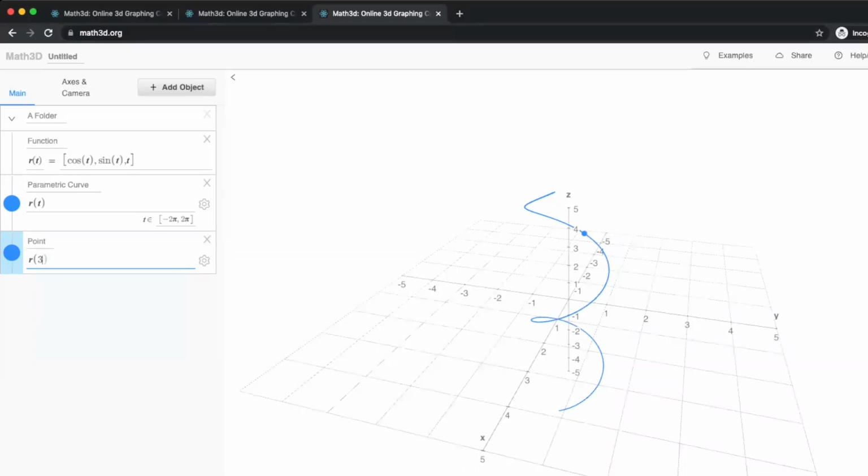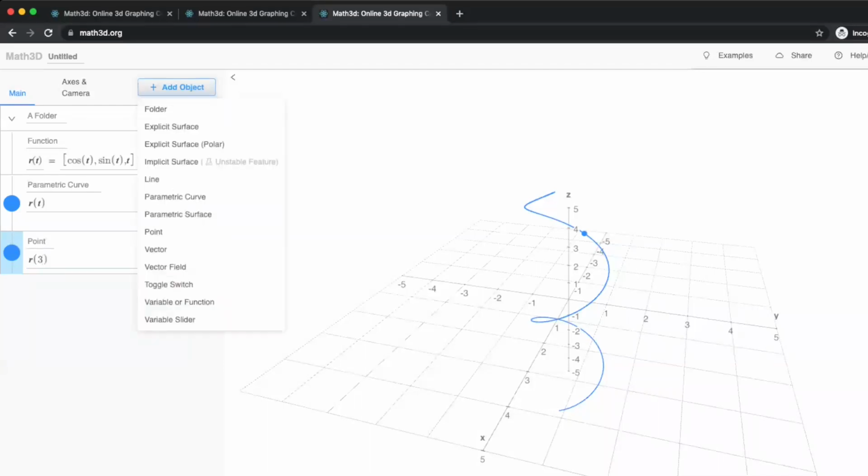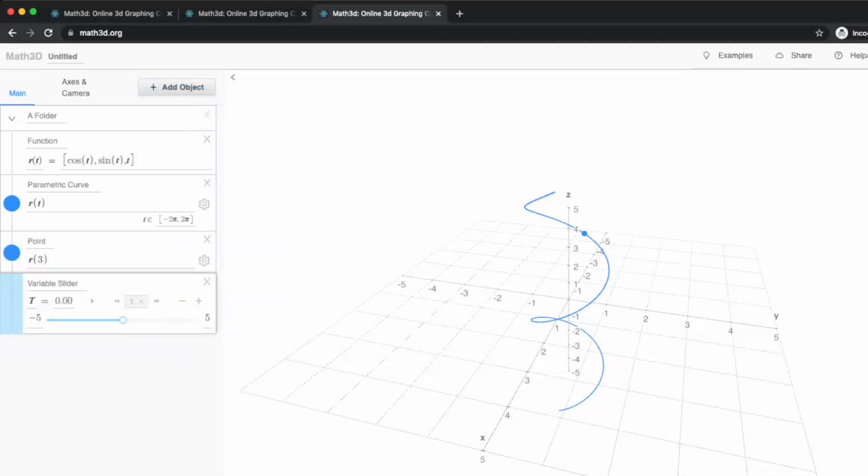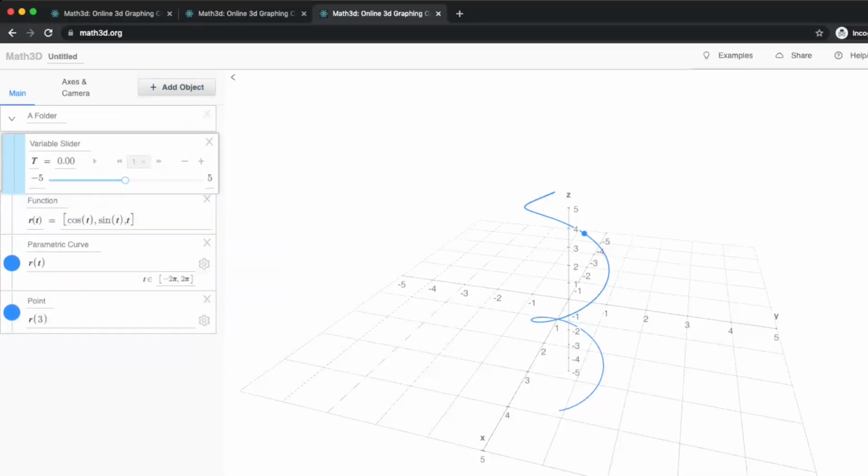Instead of specifying them one at a time, one of the nice things we can do is add a slider. So I'll add a slider, and its name is t. I'll drag it to the top just because I like to have the sliders at the top. I can drag the slider, and it just changes the value of capital T. So I can use t as my value that I'm plugging into my function to create a point. And now when I drag the slider, I get different points on the helix.